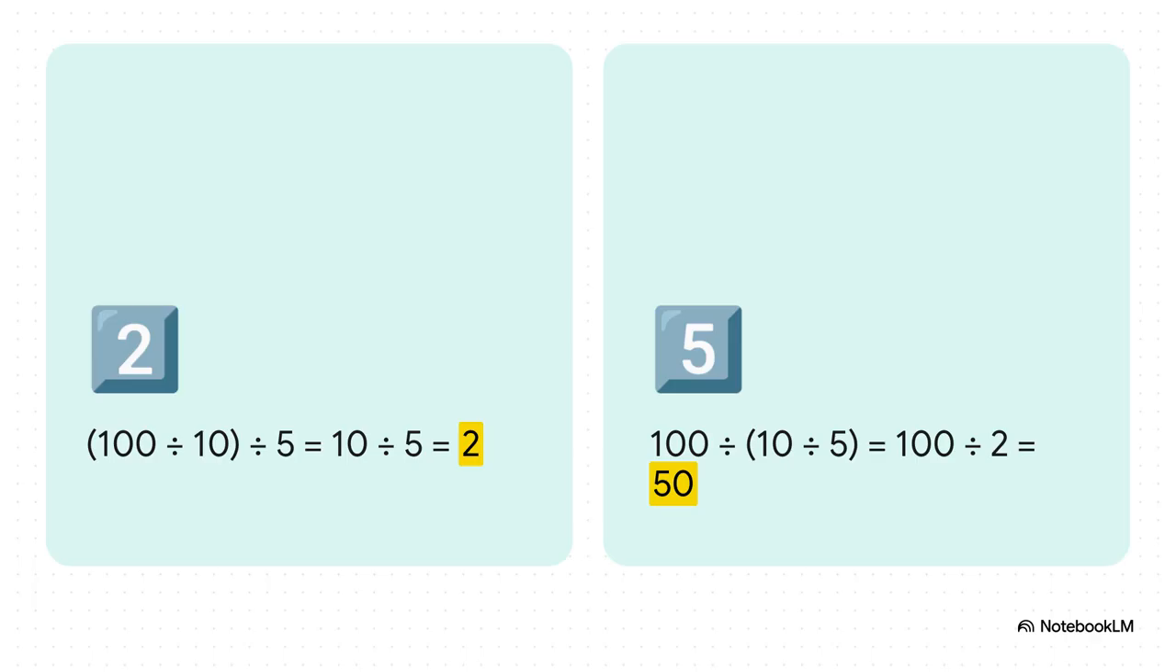If we group the 100 and the 10, we get 10, and 10 divided by 5 is 2. Okay, now let's switch it up. Group the 10 and the 5. That gives us 2, and 100 divided by 2 is 50. 2 versus 50, yeah, that's not even close. So division is definitely not associative either.